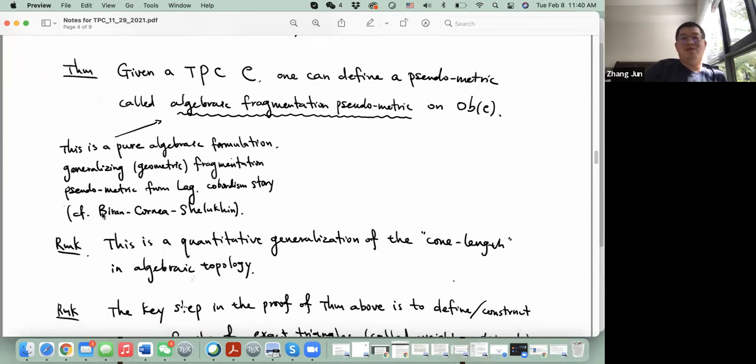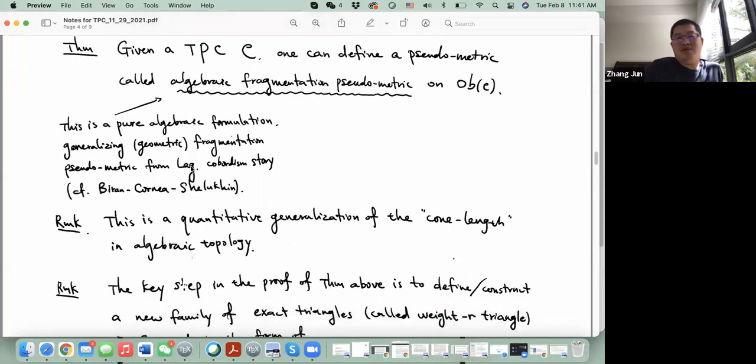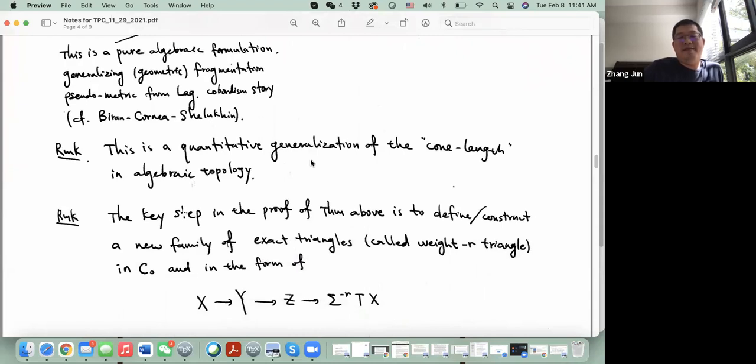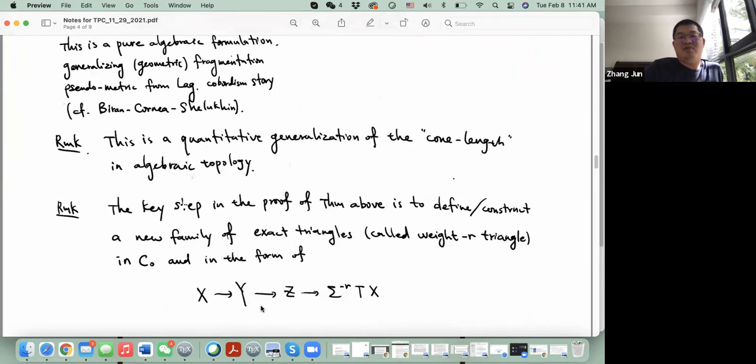Right. So there's a recent story by Biran, Cornea, and Shelukhin. They have a concrete construction in a concrete setup. But here, this theorem can be read as an abstract formulation of their story. Of course, I don't have much time to talk about how to prove the theorem. But one of the key steps in the construction from the TPC is to define a weight of the triangle, or more precisely, you're going to see a new family of exact triangles. It's called the weight r triangle. Those will be included in the set of exact triangles. It will look like this: if you have x going to y going to z, but once you have reached back to x, up to some shift, you shift this by minus r, sigma minus r. And we call this a weight r triangle.